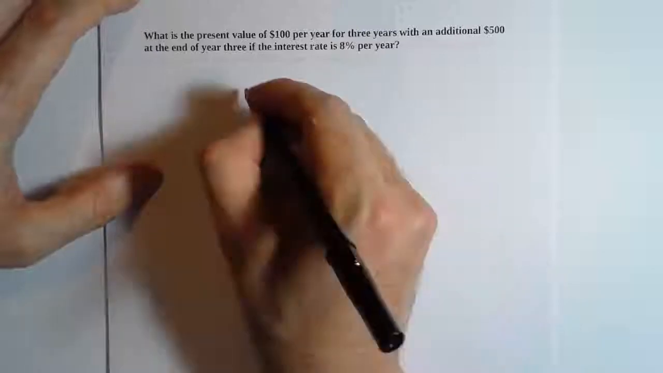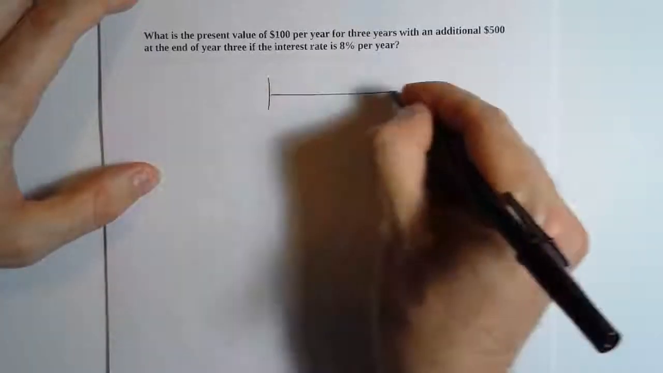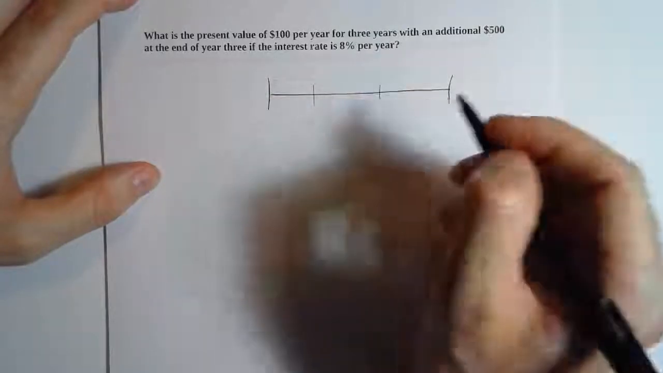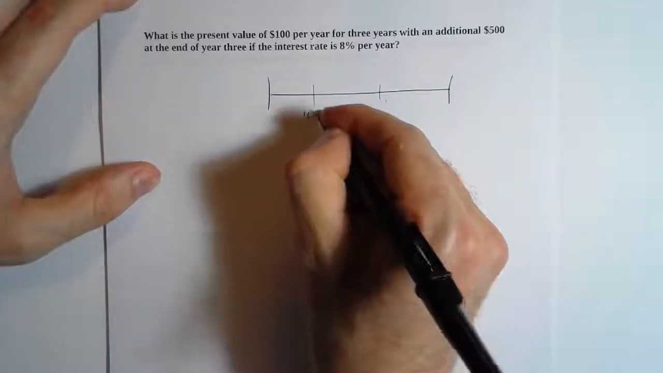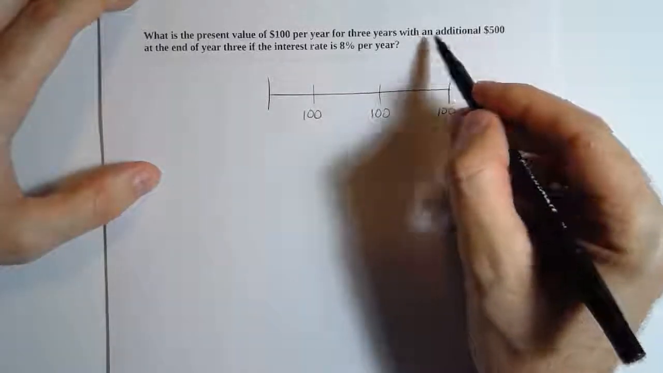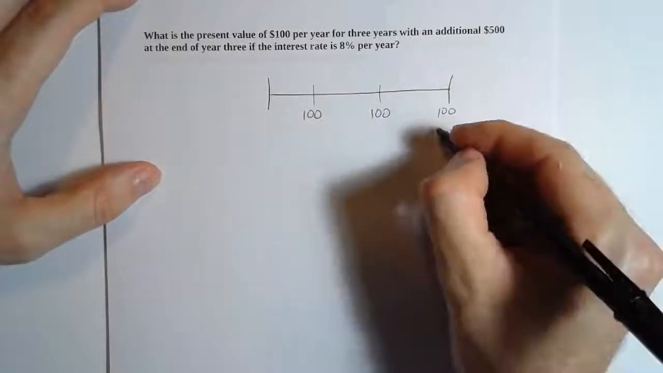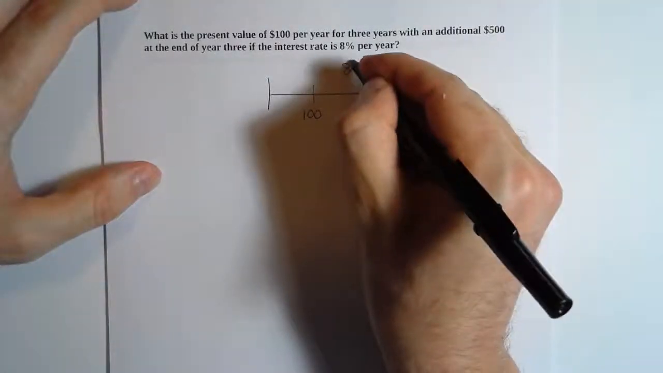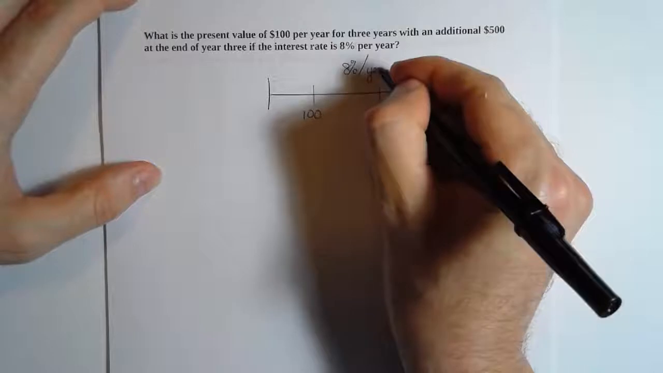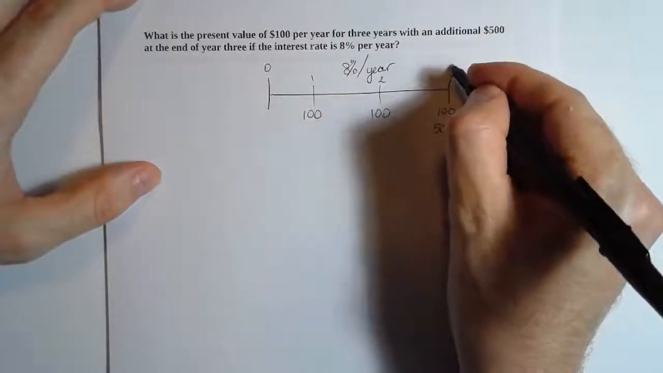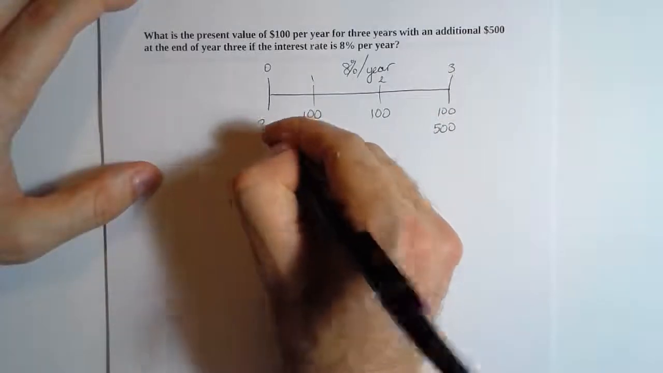So what we can do is do a timeline. So we have 3 years, and what we have is $100 per year with an additional $500 at the end of year 3, and the interest rate is 8% per year. And the question is, what is our present value?